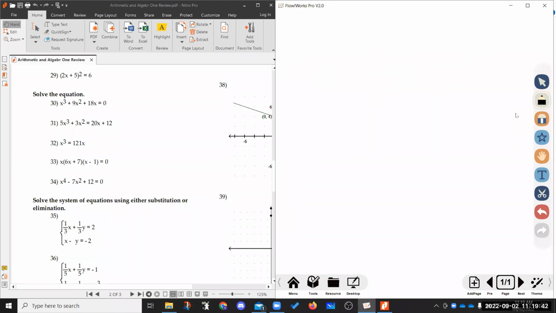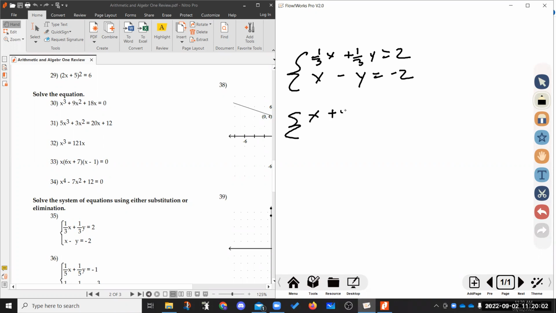All right, solving some systems of equations here. Number 35 has the system of equations (1/3)x + (1/3)y = 2, and x - y = -2. Just going to rewrite that by multiplying the top one by 3 as x + y = 6. The bottom is x - y = -2. I'm going to use the addition or elimination method because y and -y will add to give me 0.